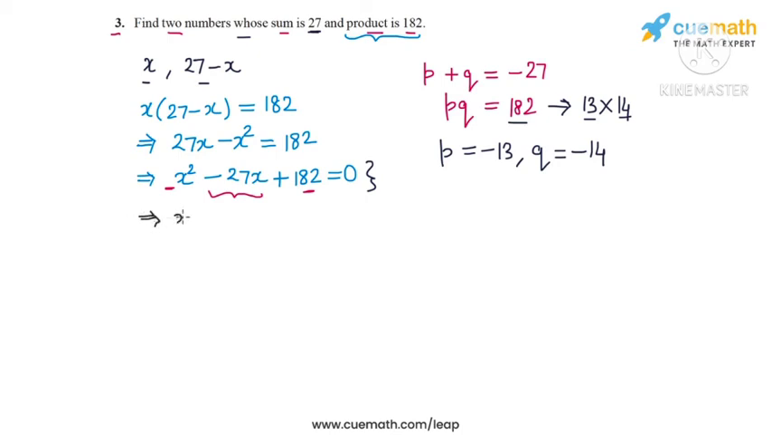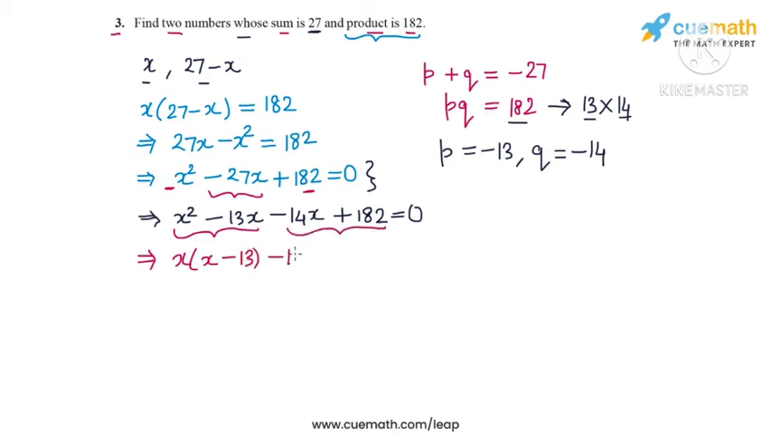So let's split the middle term using these numbers. So we get x square minus 13x minus 14x plus 182 equal to 0. And now we can factorize this quadratic equation easily. From the first pair of terms, let's take out a common factor of x. So we get x times x minus 13. And from the second pair, we take out a common factor of minus 14. And once again, we get x minus 13. So this is equal to 0. Now we have a common factor of x minus 13. So let's take that out. So x minus 13, and then we are left with x minus 14 equal to 0.